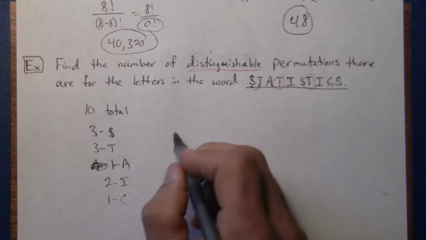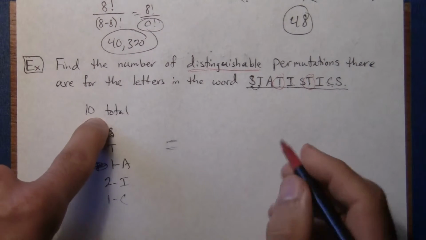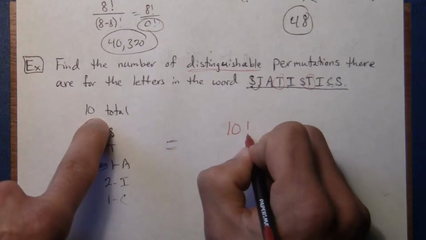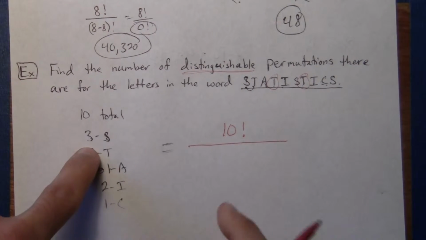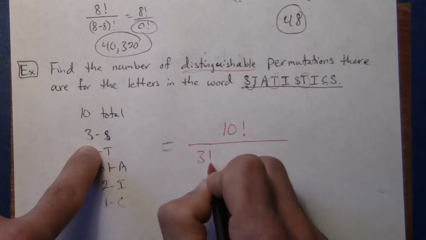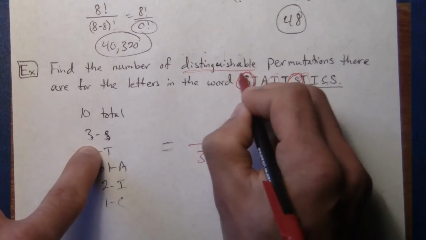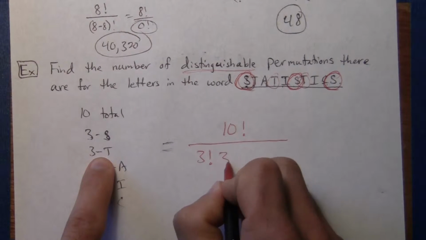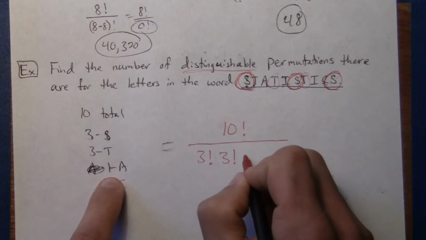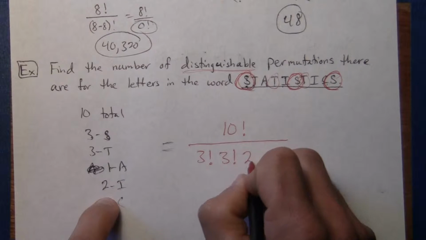Alright, so the idea is this. The number of distinguishable permutations will be the total number of letters that you have, so 10 factorial in the numerator, divided by the number of times that you repeat, factorial. So I have 3 S's, so this would be 3 factorial. It's the number of ways that I could take these 3 S's, change them around, but end up with the exact same thing. So that takes care of the S's. I also have 3 T's. I have 1 A, so I can put 1 factorial, that's just 1, so I don't need to. And then I have 2 I's.